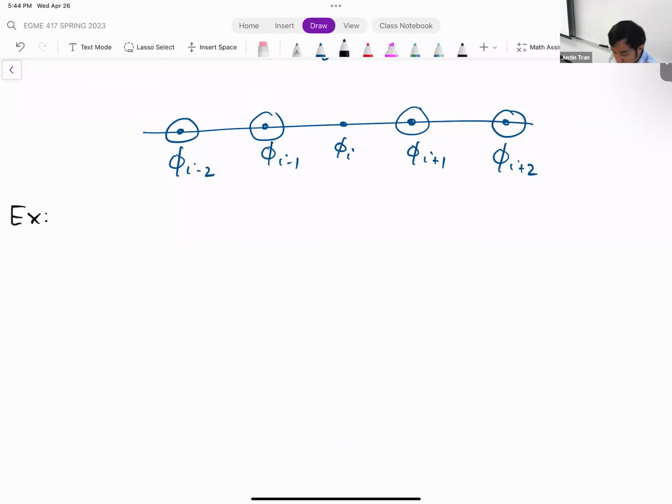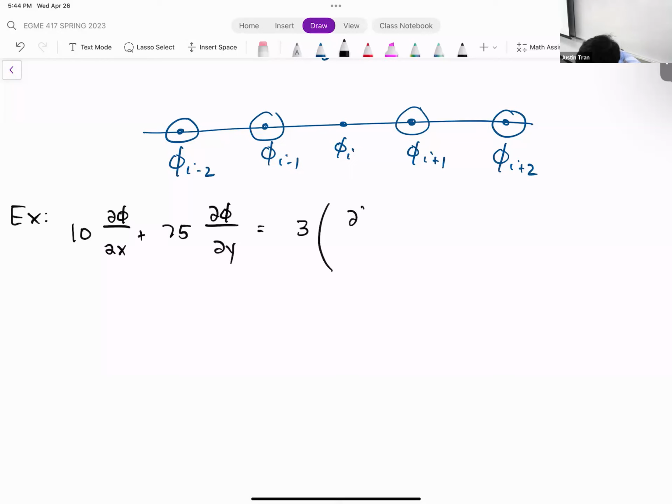Of course we're doing this with finite differences, so remember, we're taking a break from finite volumes for a second. So let's look at the following equations. We have 10 partial phi partial x plus 75 partial phi partial y is equal to 3 times partial squared phi partial x squared plus partial squared phi partial y squared.